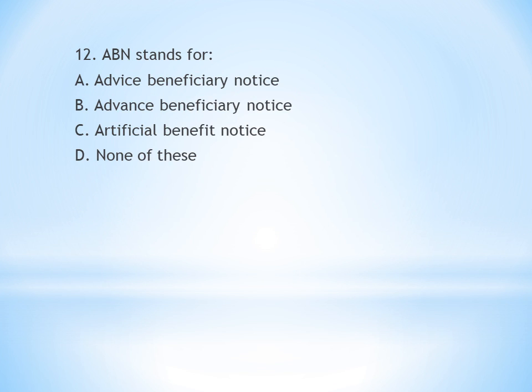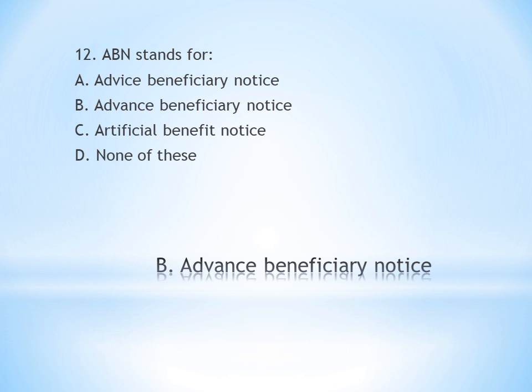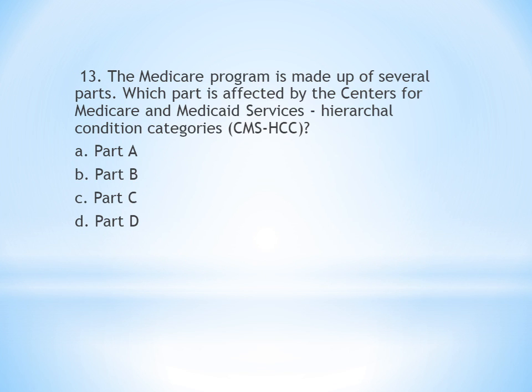12th question, ABN stands for, we have already discussed. A. Advised Beneficiary Notice. B. Advanced Beneficiary Notice. C. Artificial Benefit Notice. D. None of this. Answer is Advanced Beneficiary Notice. What was Advanced Beneficiary Notice? It was a written document that is given to the beneficiary prior to performing service that these services will not be covered.